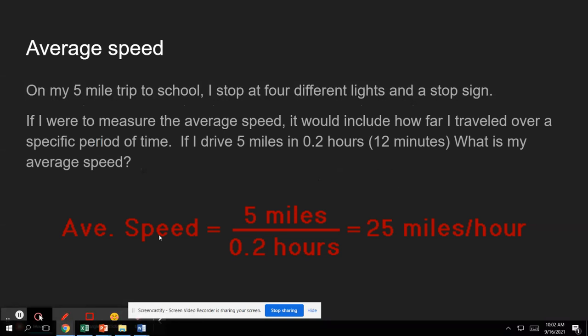Whereas average speed, and this is typically how we're going to calculate things, is the total distance you traveled divided by how much time it took. So if I drive 5 miles to work and it took me 12 minutes, or 0.2 hours, what is my average speed to get to work? It would be 5 miles divided by 0.2 hours. I travel at about an average rate of 25 miles an hour.